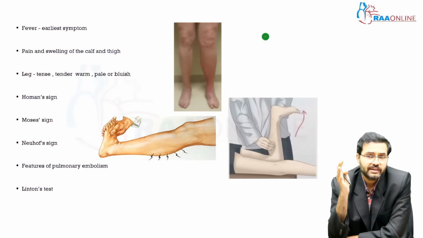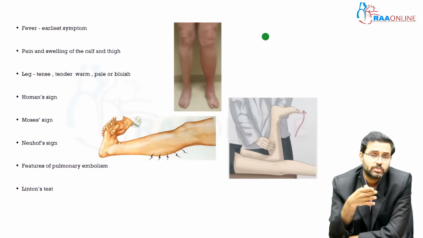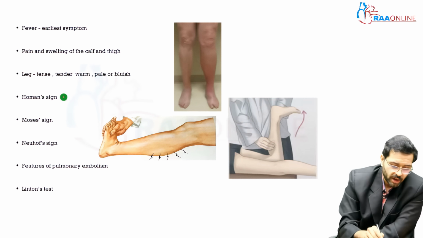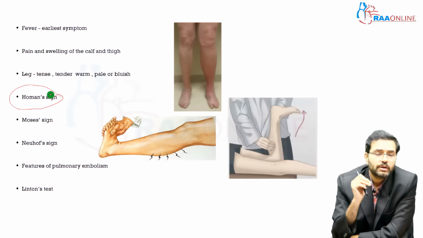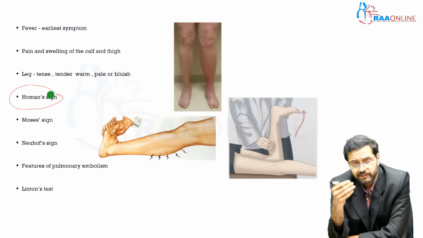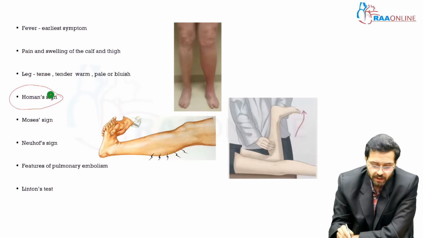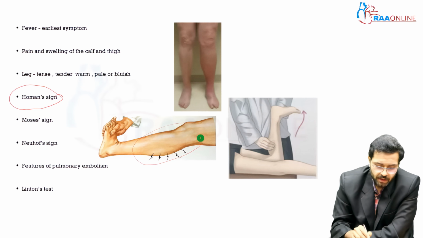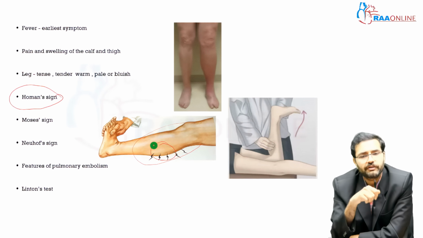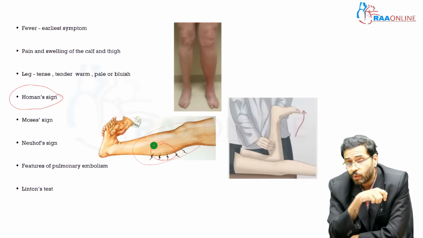There are certain classical signs with regard to DVT that we need to understand and remember. The first one is the Hohmann sign. Hohmann sign is basically tenderness or pain elicited on dorsiflexion of the foot when the knee is extended. So, in an extended knee, if you dorsiflex the foot, there will be severe pain at the level of the calf. This is called Hohmann sign.